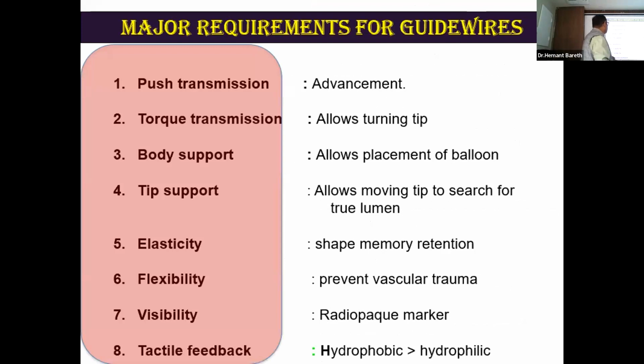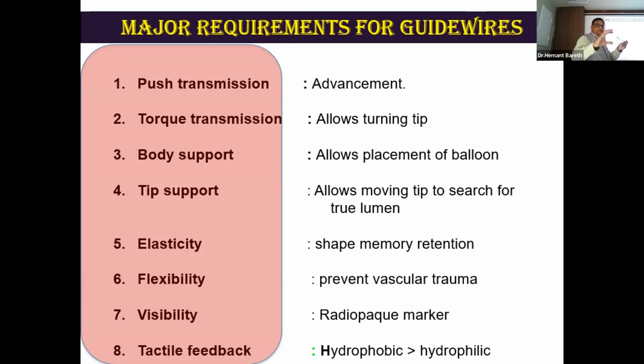So basically, again to summarize, what are the major requirements of a guide wire? Of course, one is push transmission, which is trackability, which is very important for the advancement of the wire. The second thing is called transmission, that is to negotiate the bends, negotiate tortuosity, and negotiate side branch, go into the side branch.